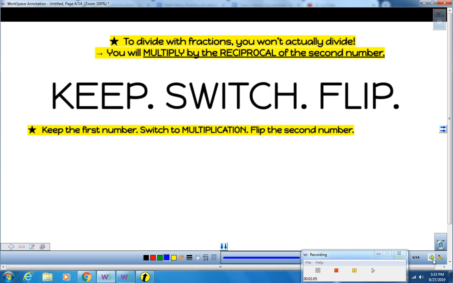For the rest of this lesson, we are going to focus on the algorithm, and the algorithm has 3 simple steps. Keep, switch, flip. To divide fractions, you will not actually divide. Instead, you're going to multiply by the reciprocal. You might add this vocabulary word to this page, a reciprocal.